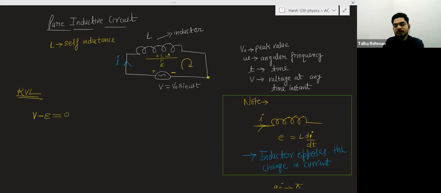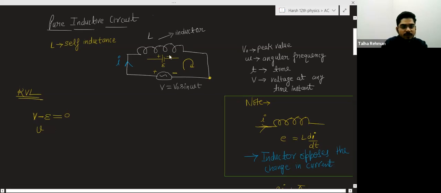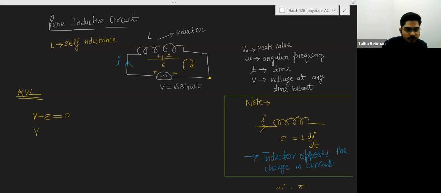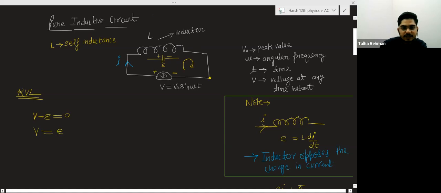This is Kirchhoff's voltage law. If you do not know, then you can go to current electricity and check there. So basically this becomes V is equal to e. Basically we should write e in this form, like small e. So this is also the small e. So V is equal to e.